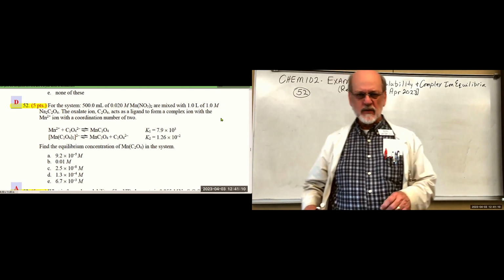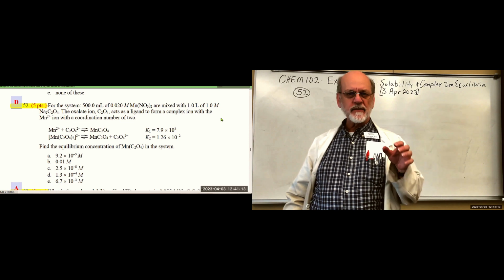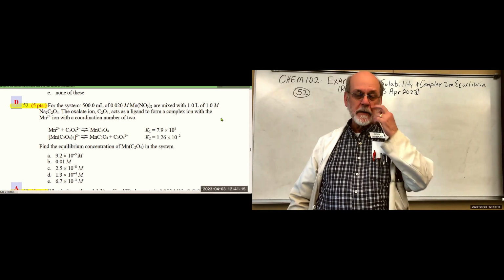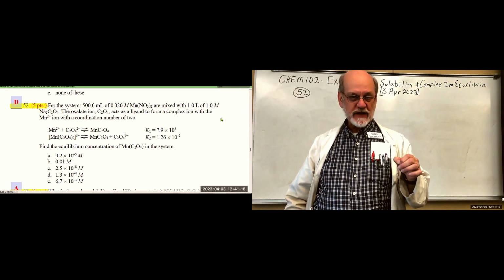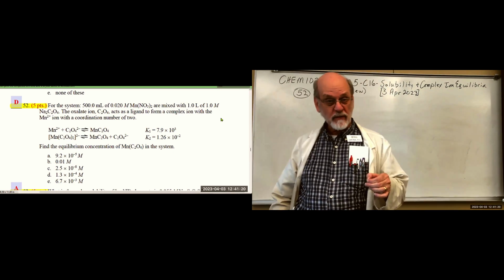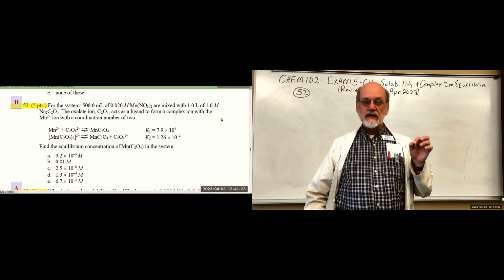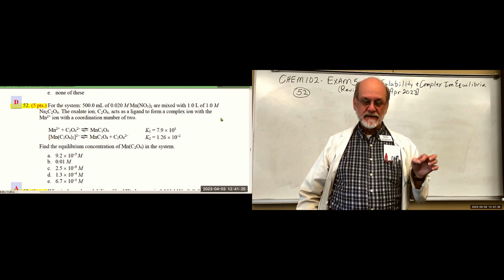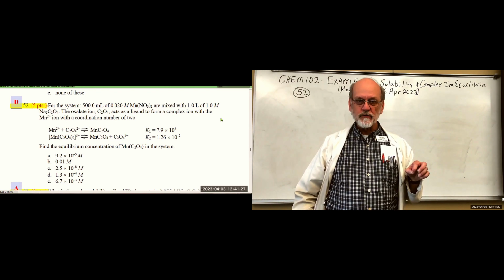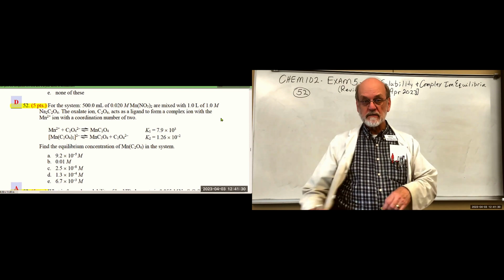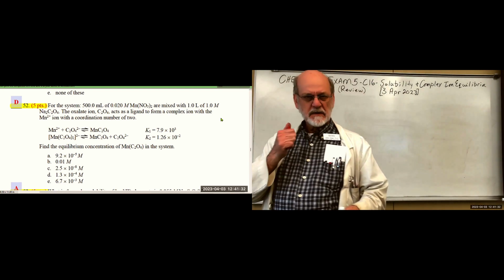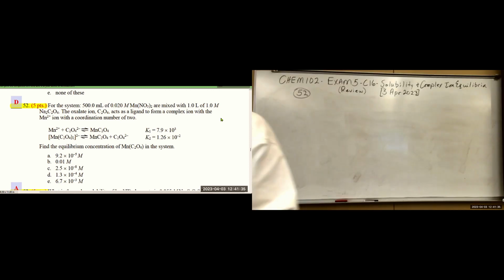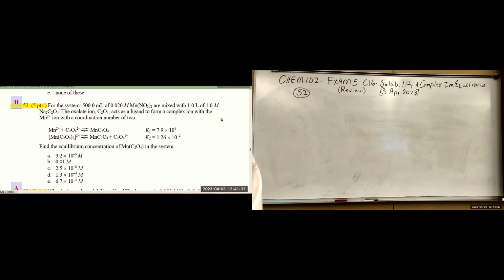what reactions are we dealing with here? For this system, 500 milliliters of 0.02 molar manganese 2 nitrate are mixed with 1 liter of 1 molar sodium oxalate. The oxalate ion, C2O4, is missing the charge. There should be a charge there. Should be a 2 minus charge. Let me make that note. Number 52 should be a 2 minus charge right there.